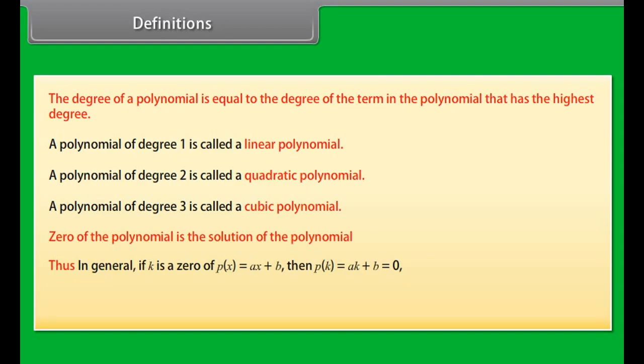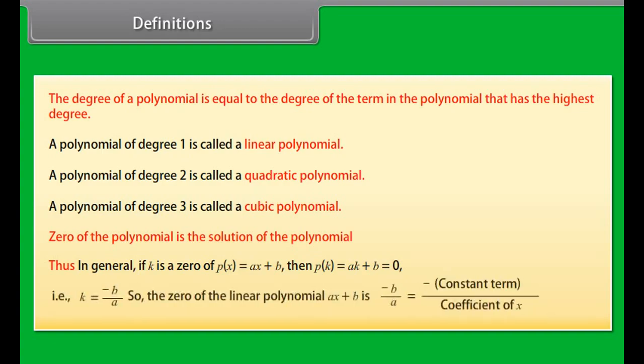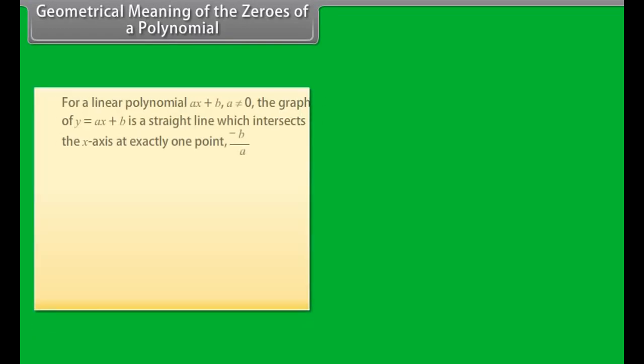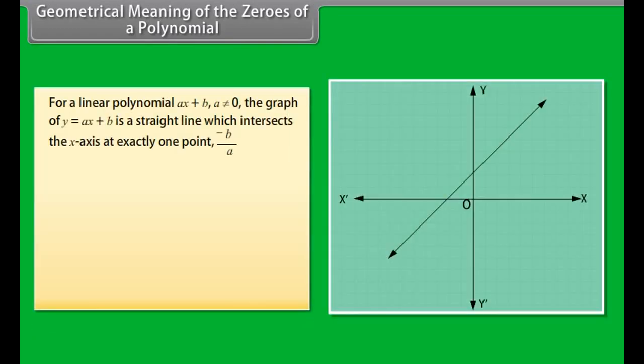Zero of the polynomial is the solution of the polynomial. Thus, in general, if k is a zero of p(x), which is equal to ax plus b, then p(k) is equal to ak plus b, which equals 0. That is, k is equal to minus b upon a. So, the zero of the linear polynomial ax plus b is minus b upon a, which equals minus constant term upon coefficient of x.